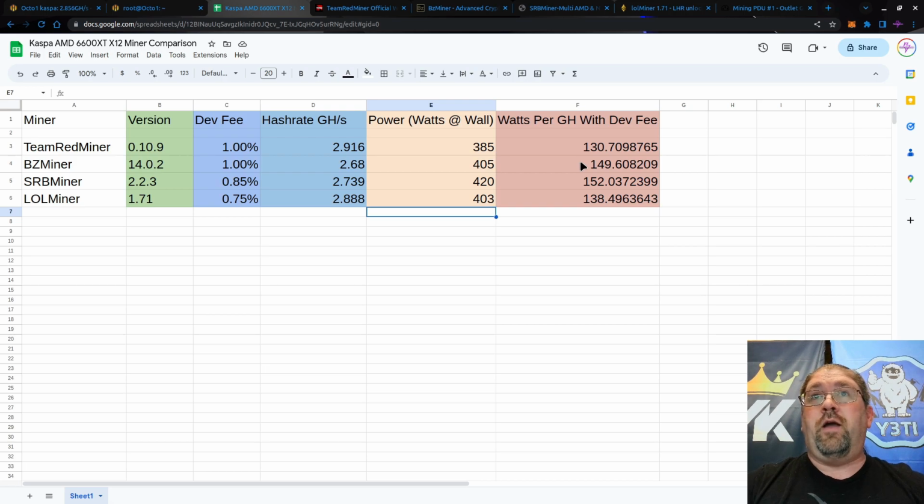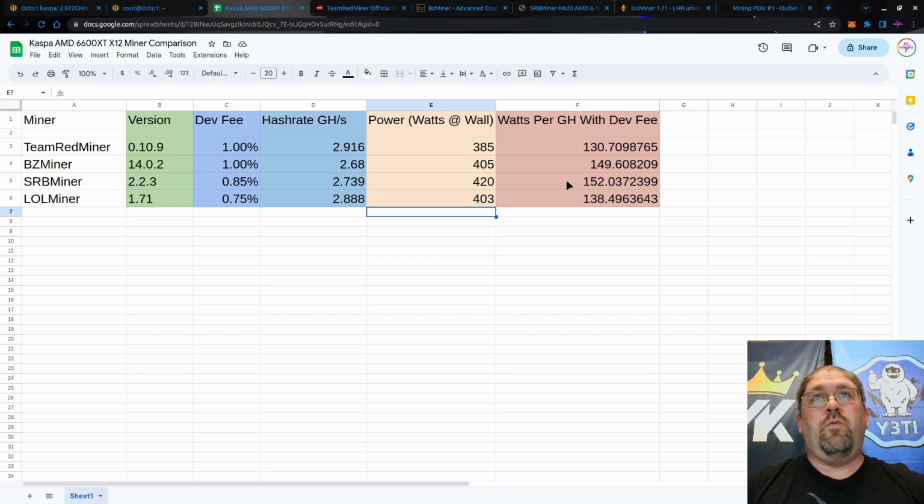Third is BZMiner. Again, about the same amount of wattage as LOLMiner, but definitely less hash rate and a higher dev fee, which leads them to 149.60 watts per gigahash.